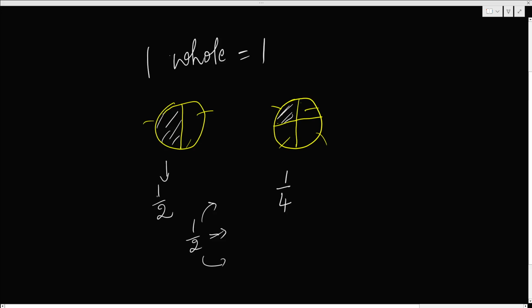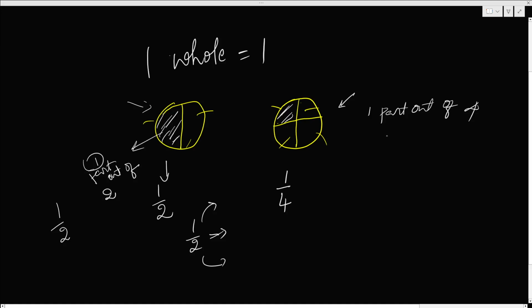So here in this case we are taking one part out of 2, so it becomes 1 by 2. Here we are taking one part out of 4 equal parts. So it becomes 1 by 4.